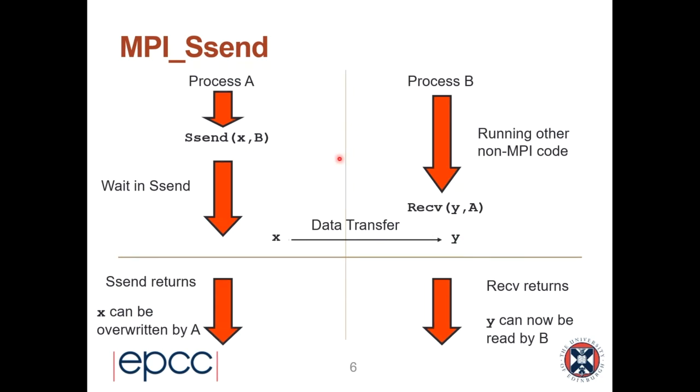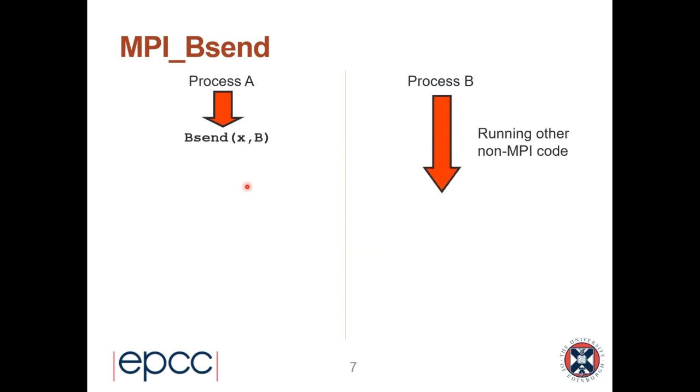But you might worry about this wait. Okay, there's all this waiting about. Someone asked early on, why might asynchronous send be better? Well, we've got all this waiting. So let's see what happens with asynchronous send. Let's do MPI bsend. So process A issues a bsend. Process B is running some other non-MPI code.